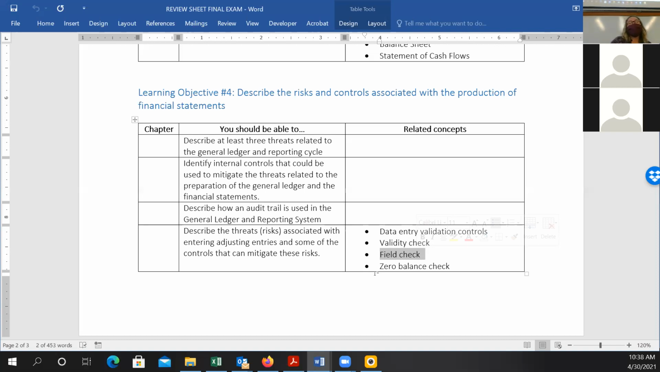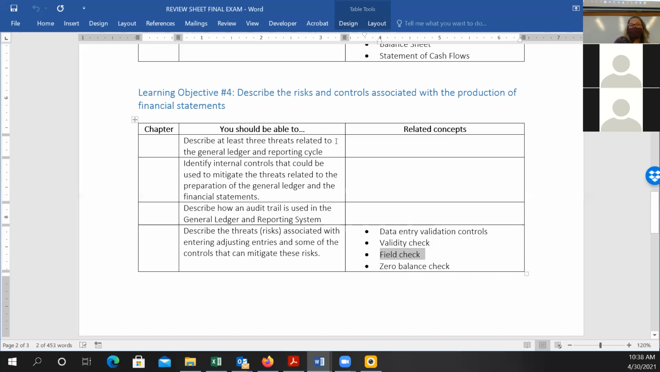It's a field check because you're not entering the right kind of data for that data entry field. So those are some of the internal controls that can be used to mitigate the threat of false or fraudulent reporting into the general ledger or the creation of financial statement reports.